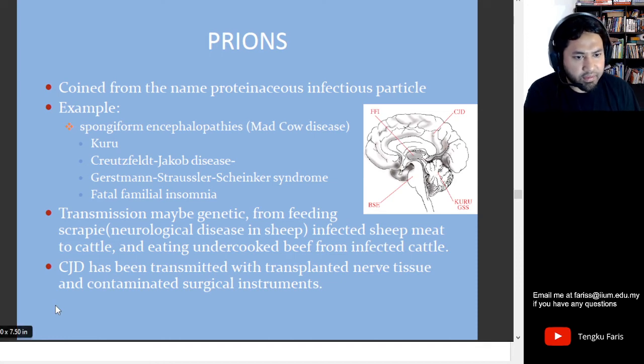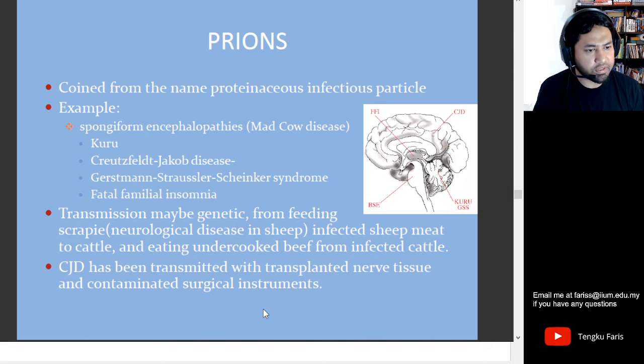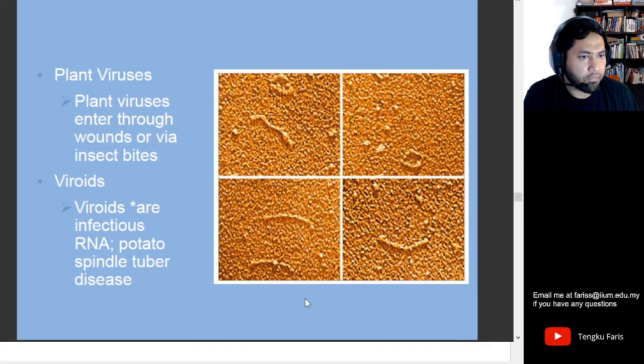CJD, the Creutzfeldt-Jakob disease, has been transmitted with transplanted nerve tissues and contaminated surgical instruments. Okay, it's in hospital settings, for example, where the contaminated instrumentation is infected, and people keep on sharing, and cross contamination occurs, and it can cause this type of disease.